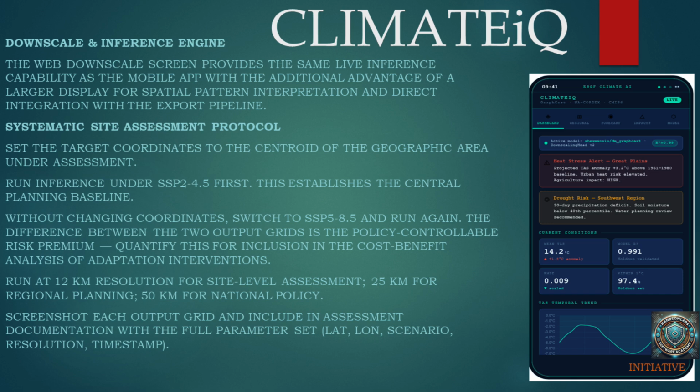This is decision frameworks for practitioners. This section provides structured decision frameworks for 6 practitioner domains. Each framework maps ClimateIQ screens to specific analytical tasks and specifies the outputs required for professional practice. You have agricultural impact assessment. The purpose is to quantify projected changes to crop productivity, water demand, and growing season length for a defined agricultural region.